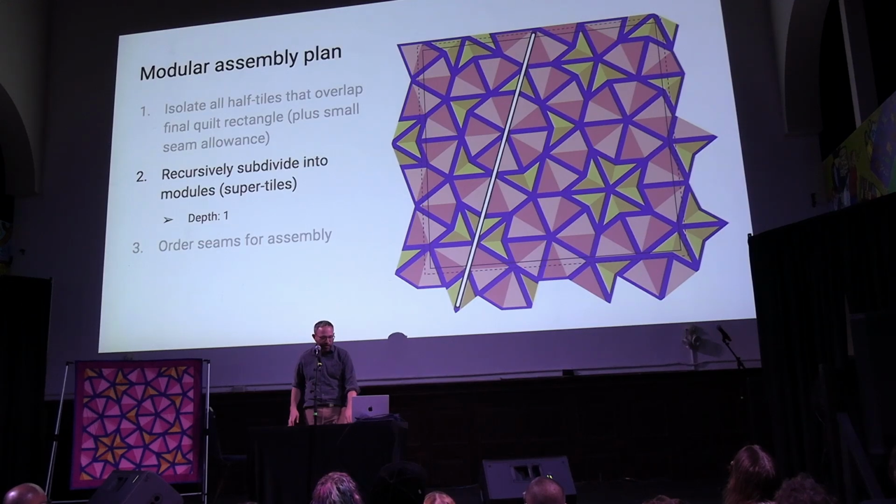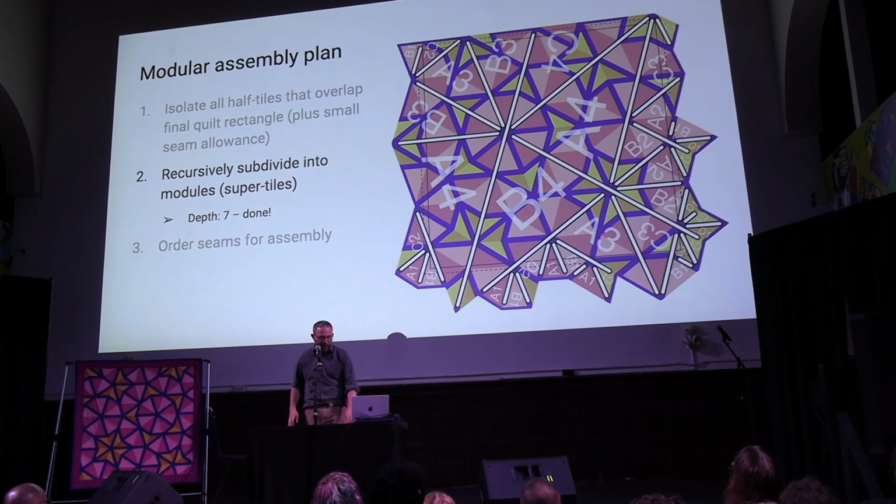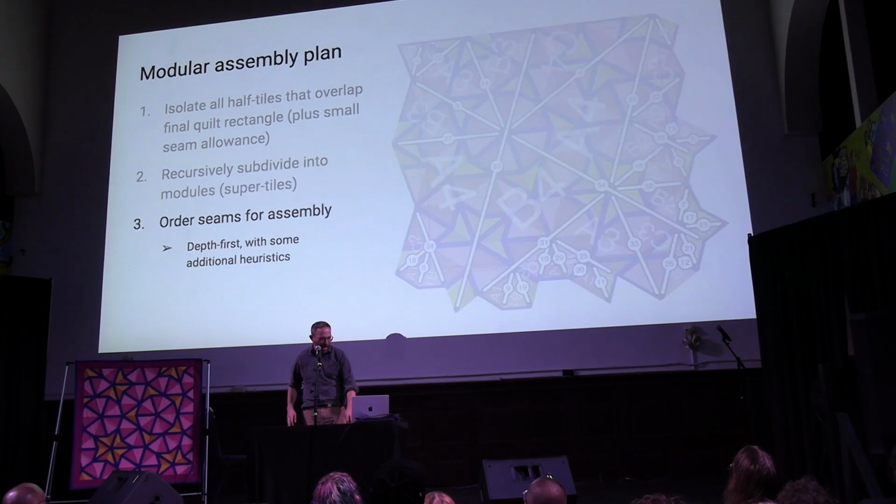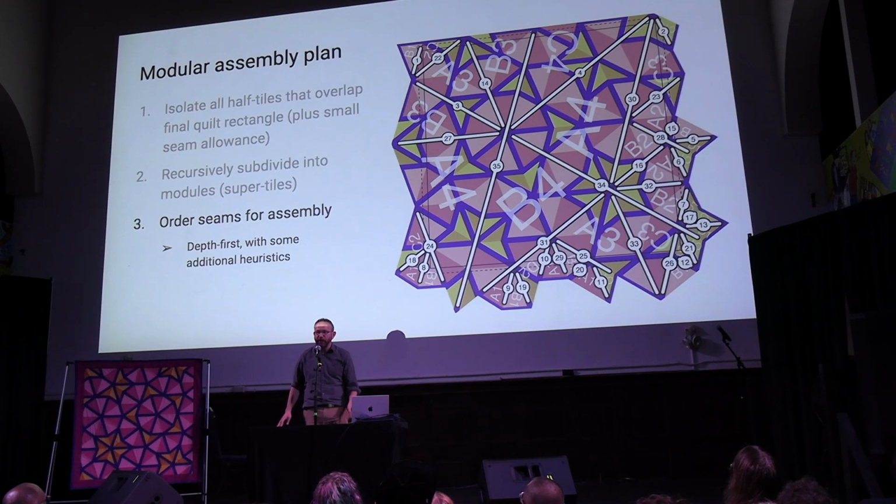So we find a bunch of seams, and then we subdivide, and you get this tree of seams with different shaped and sized modules in here. But all of these modules end up being the half kites and half darts that I was talking about at the outset. And then the last thing is, now you need to figure out what order you're going to put all of these pieces together in.